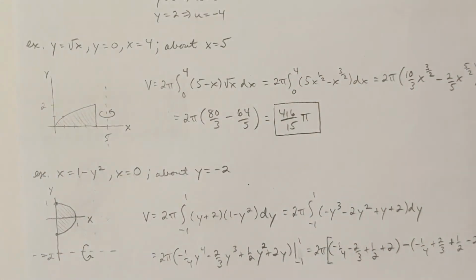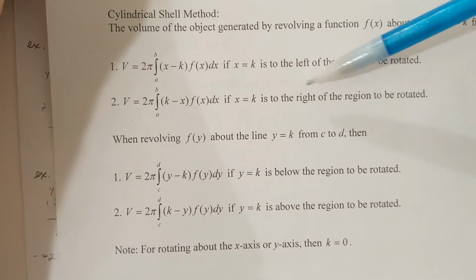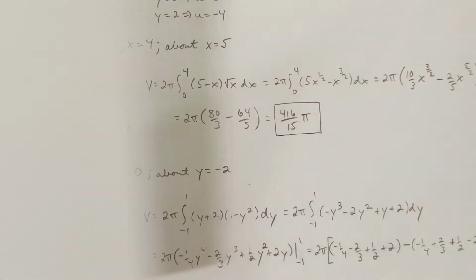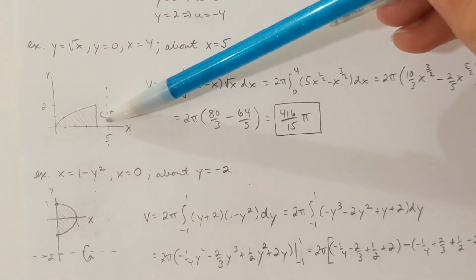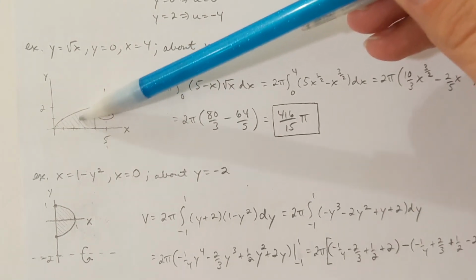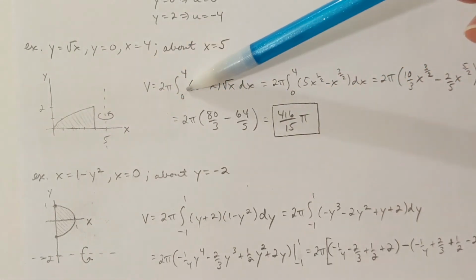If the vertical line is to the right of the region, I'm going to want k minus x in front of the function. Now the k value is 5, and I just showed you a formula, but I would also add, still remember what we've already talked about: right curve minus left curve. The right curve is 5. The left curve would be some x value creating a vertical line in the shaded region. So right minus left, that'd be 5 minus x.